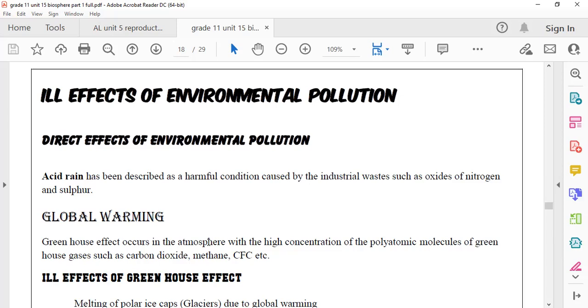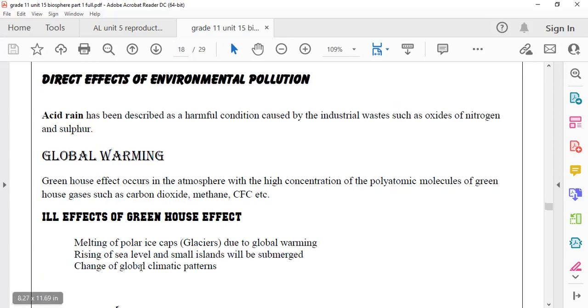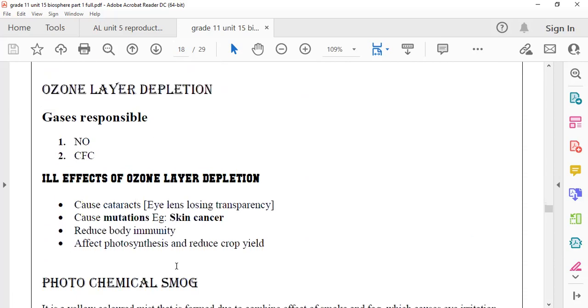In the direct effects, one is acid rain. Already we have studied about acid rain. Second, it is global warming. You can get the note here, but I have already explained to you about global warming. So these two areas we have already discussed. Third, it is ozone layer depletion. This we didn't speak much, so today we are speaking about it.